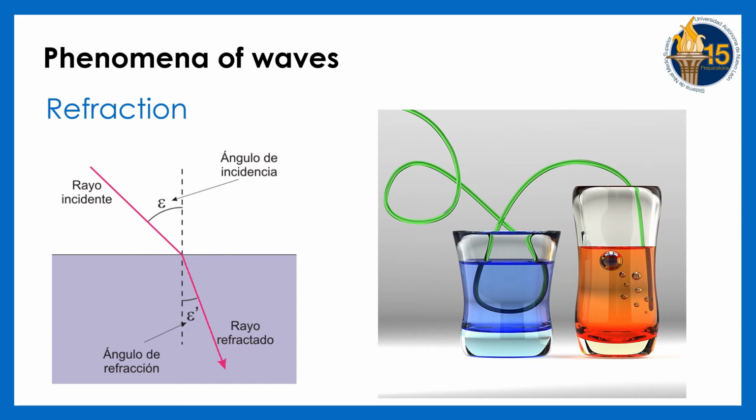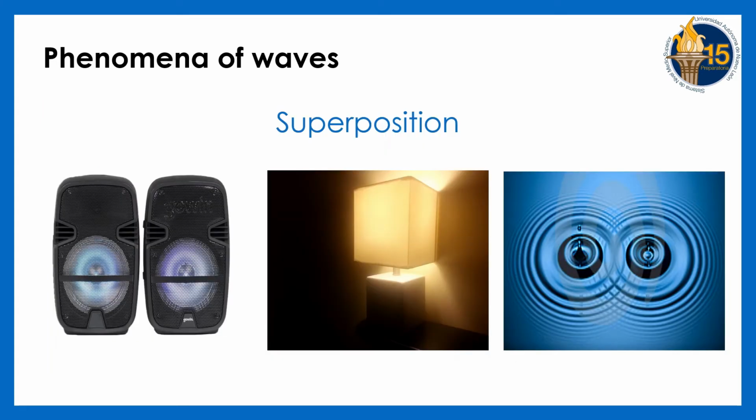This phenomenon is presented when a wave passes through a medium with different properties. As the media have different properties, the speed of propagation of the wave will be different in each one. The wavelength will differ, but the frequency remains constant. Due to the change of speed, a deviation occurs in the direction of propagation of the ray. And then we have superposition, which is determined by the superposition principle. When two or more waves propagate through the same medium, the resultant displacement at any point is the algebraic sum of the displacements produced by each wave separately.